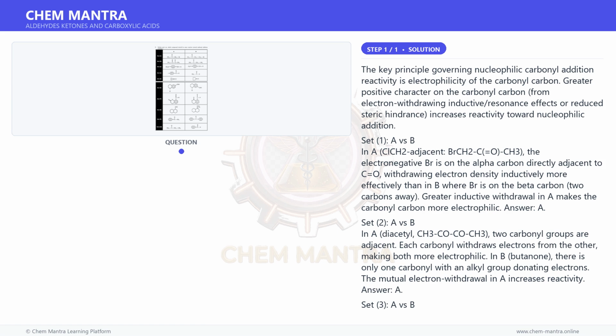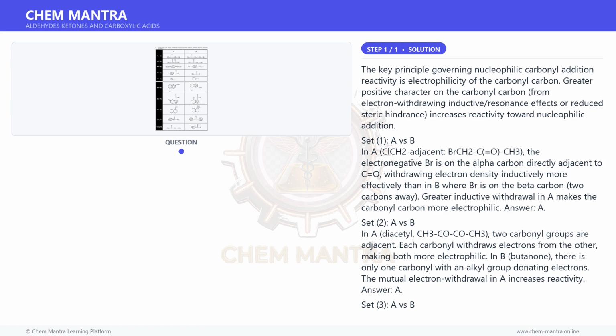In A, diacetyl, CH3 and CH3, 2 carbonyl groups are adjacent. Each carbonyl withdraws electrons from the other, making both more electrophilic. In B, butanone, there is only one carbonyl with an alkyl group donating electrons. The mutual electron withdrawal in A increases reactivity. Answer A. Set 3, A versus B.